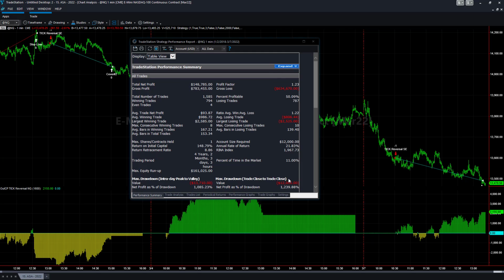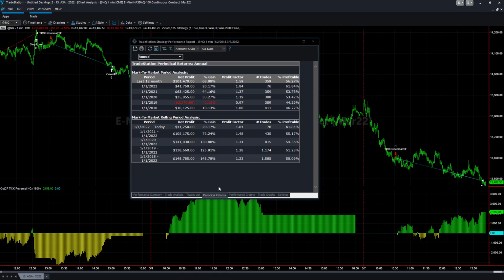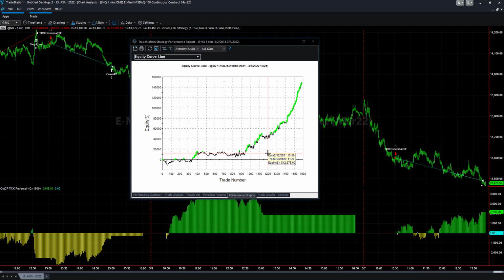You can see the results here: $12,000 max drawdown, $93 average trade profit. And it gets much better on that average trade profit in recent years. You can see in the last 12 months, it's up 100K. In 2022, it's up 41K. In 2021, it was up 60K. 2020 was up 35K.